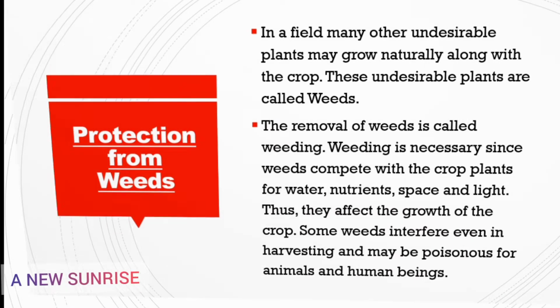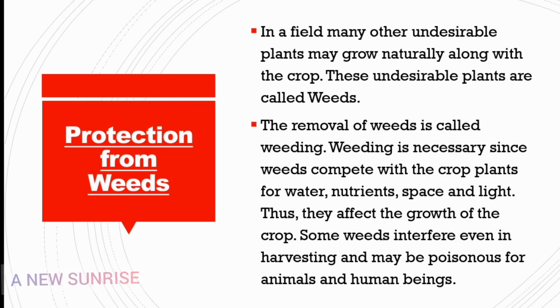The next topic is protection from weeds. In a field, many other undesirable plants may grow naturally along with the crop. These undesirable plants are called weeds. The removal of weeds is called weeding. Weeding is essential since weeds compete with the crop plants for water, nutrients, space, and light. Thus, they affect the growth of the crops. Some weeds interfere even in harvesting and may be poisonous for animals and human beings. So, protection from weeds is necessary.